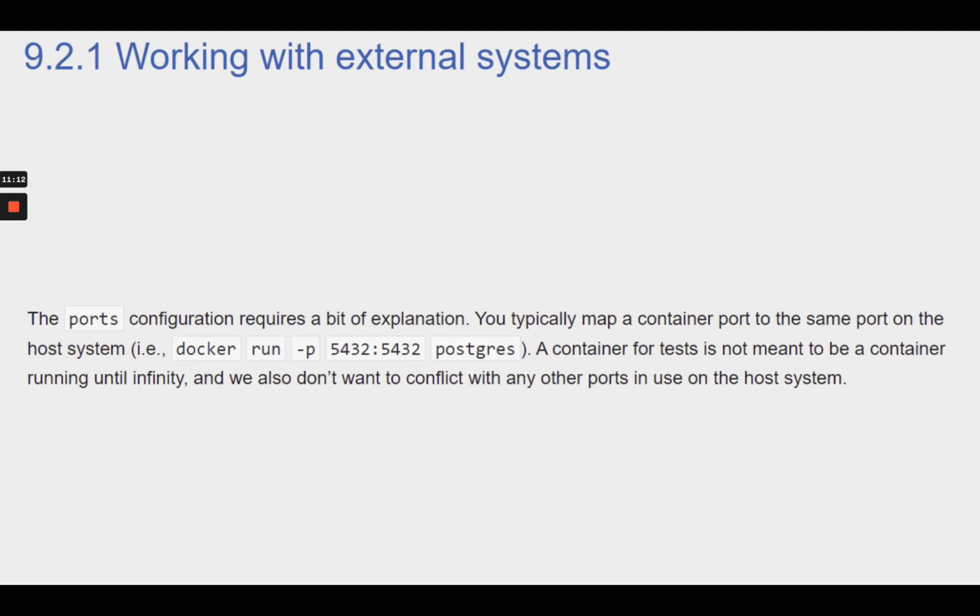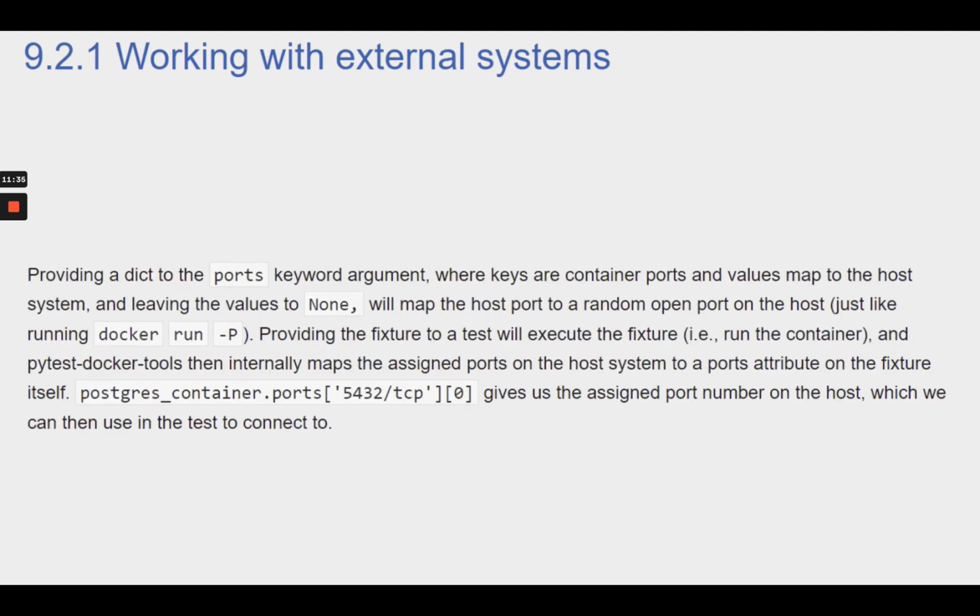The ports configuration requires a bit of explanation. You typically map a container port to the same port on the host system, that is, docker run -p 5432:5432 postgres. A container for tests is not meant to be a container running until infinity, and we also don't want to conflict with any other ports in use on the host system.